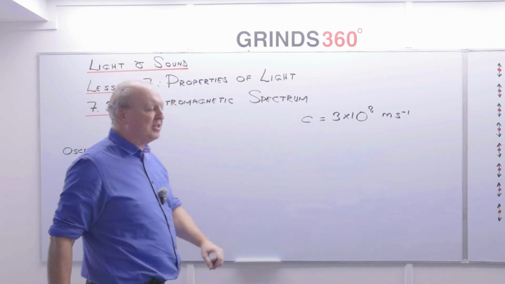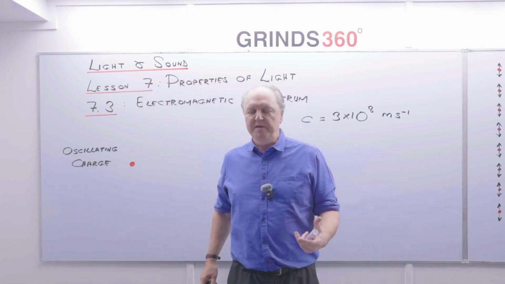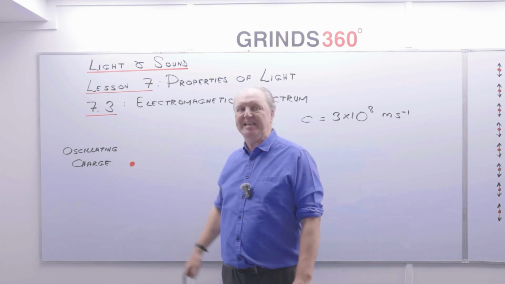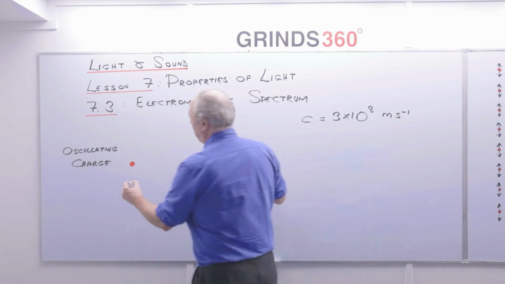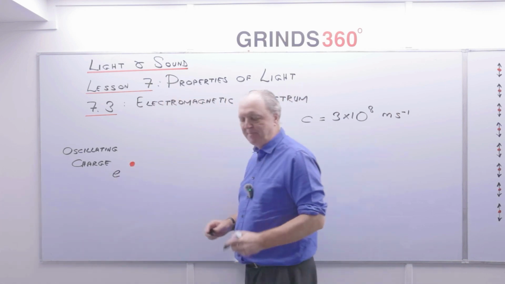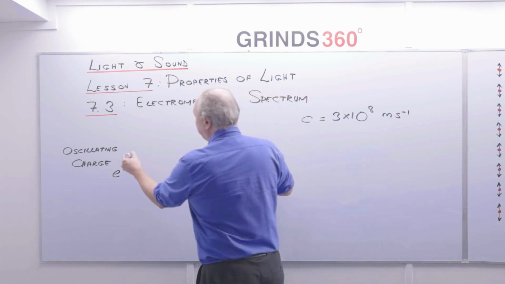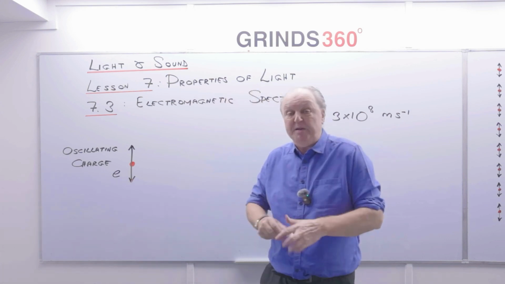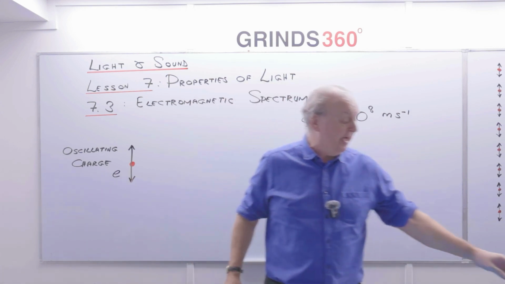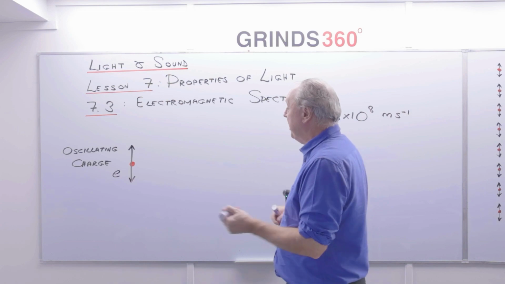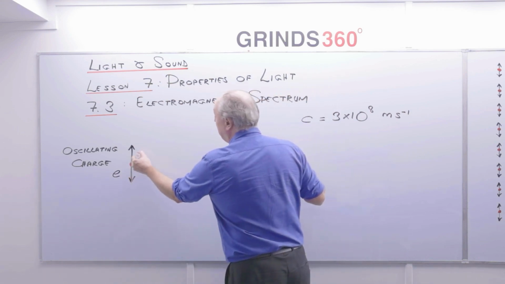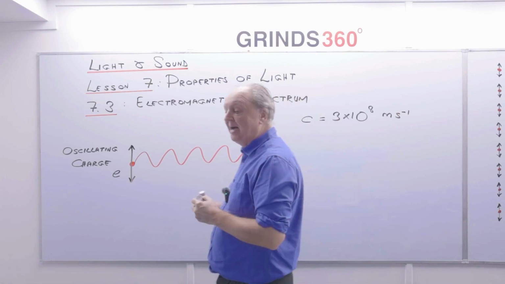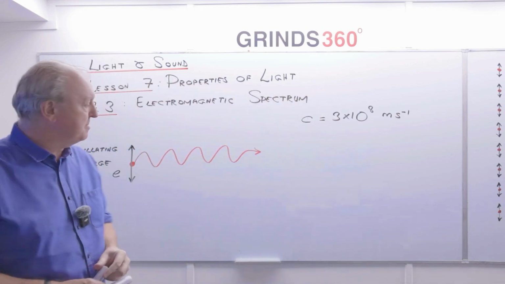We need some kind of oscillating object to make a wave. And if we're talking about making a light wave, we're going to take an oscillating charge, like an electron. So there's a little electron, which I represent by E. Now that starts vibrating up and down. It'll disturb the electric field around it. And we'll talk about electric fields later on when we do electricity. But for now, it disturbs the electric field around it, and a disturbance or a wave travels out. That's your light wave. It travels at the speed of light.